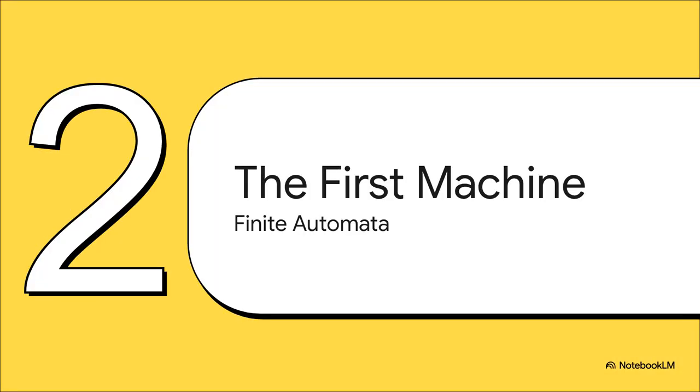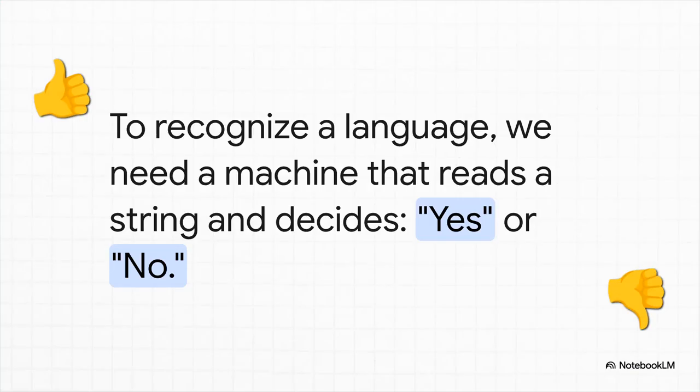All right, so we've got rules and we've got strings. But how do we actually check if a string follows the rules? Well, for that, we need a machine. So let's build our first one, a very, very simple pattern recognizer. The goal here is super straightforward. Our machine is going to read a string one symbol at a time, and when it gets to the very end, it has to make a simple decision. Is this string part of our language? Yes or no. That's its entire job.